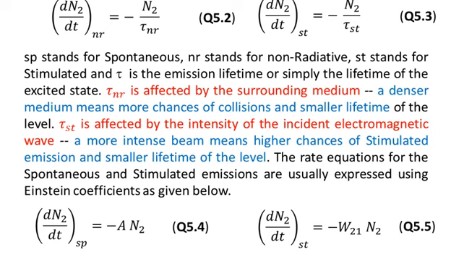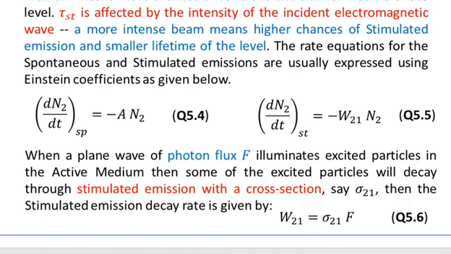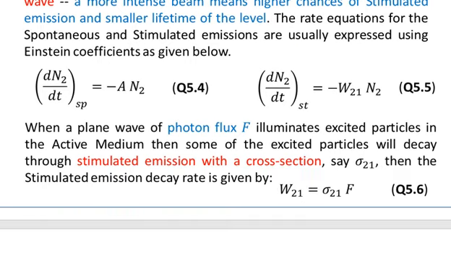The rate equations for the spontaneous and stimulated emissions are usually expressed using Einstein's coefficients as given below. For example, dN2 over dt for the spontaneous emission is equal to minus A times N2, as given in equation number 5.4, and dN2 over dt for the stimulated emission is equal to minus W21 times N2. When a plane wave of photon flux F illuminates excited particles in the active medium, some of the excited particles will decay through stimulated emission with a cross section sigma 21. Then the stimulated emission decay rate is given by W21 equal to sigma 21 times F.